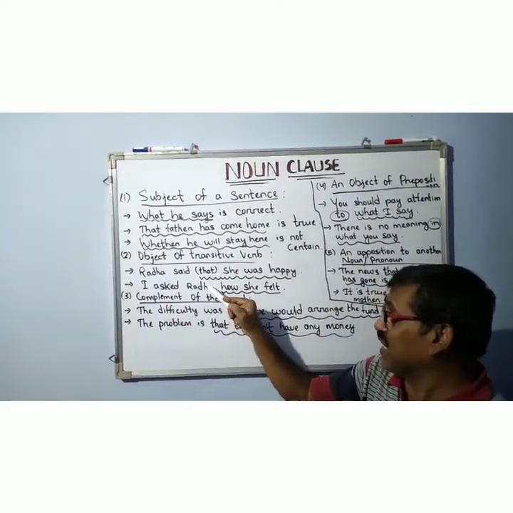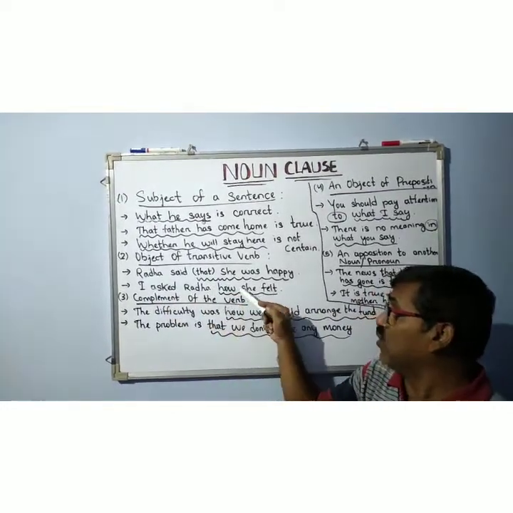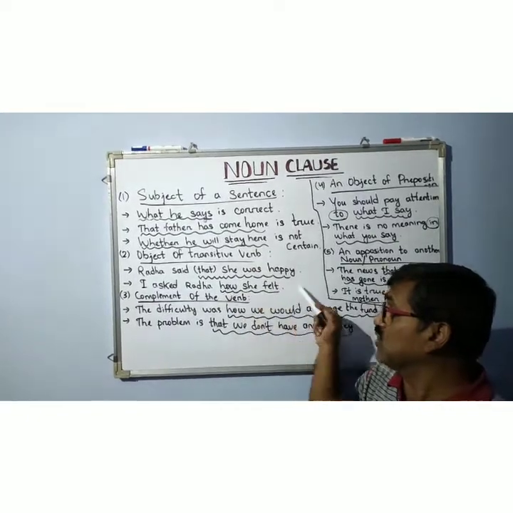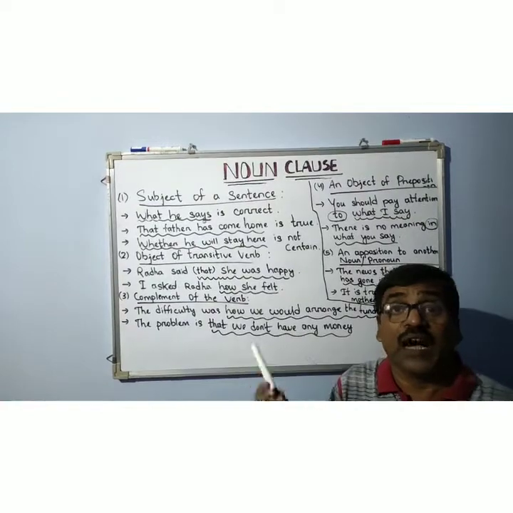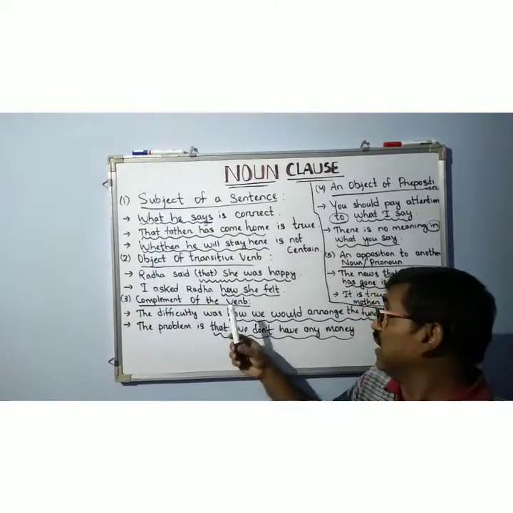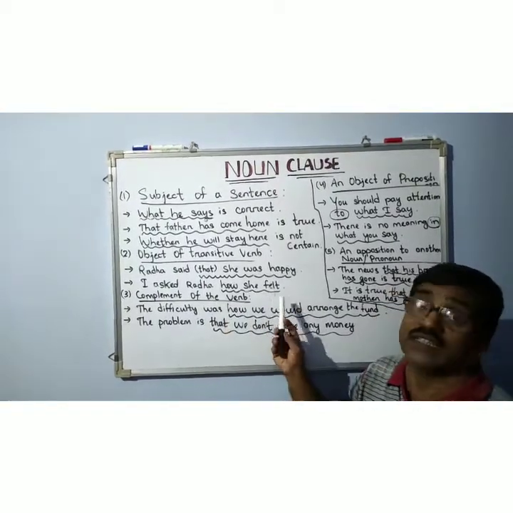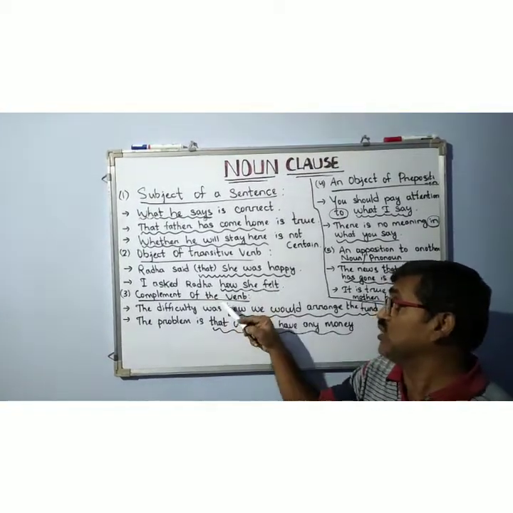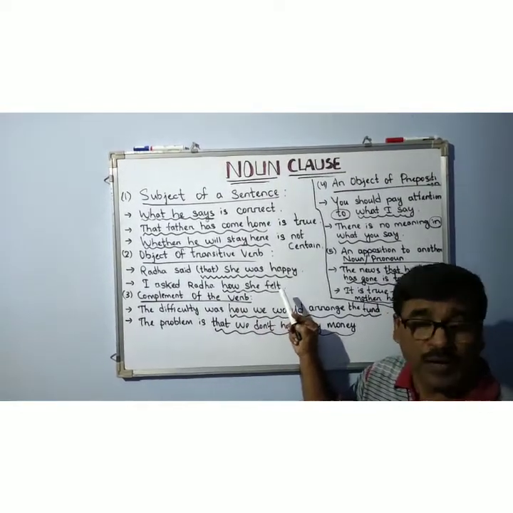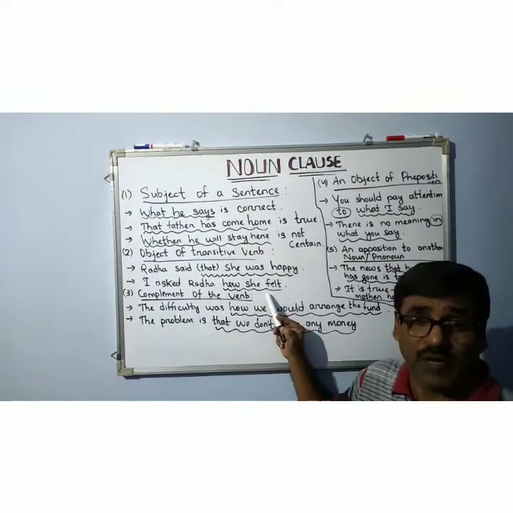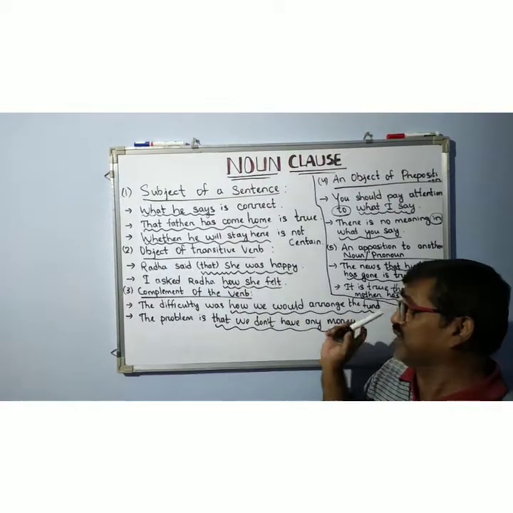I asked Radha how she felt. "I asked Radha" is the main clause, and "how she felt" is used as the object of the verb. So you can ask me how it is used as object of the verb. Here "she felt": felt is the main verb, the finite verb in the predicate. So "how she felt" is the object of the transitive verb.